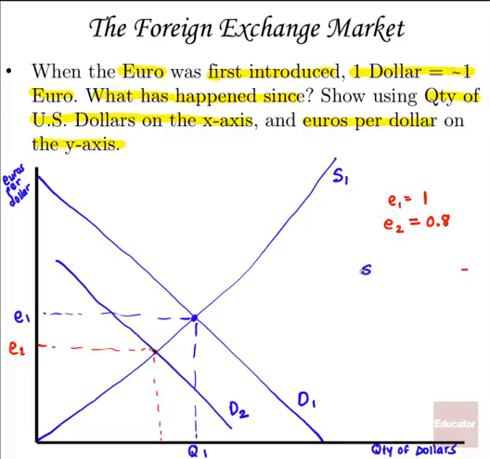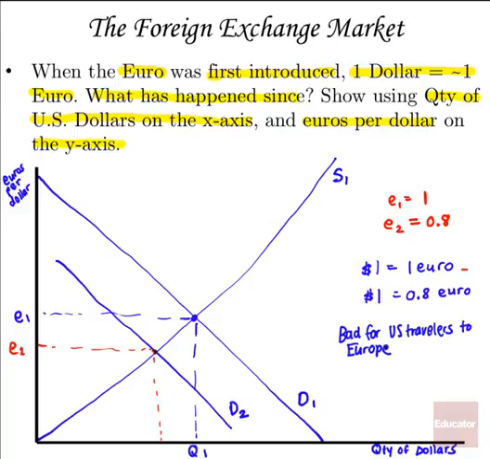So $1 equals 1 euro, but now you have $1 equals 0.8 euros. Okay, so what you have here is a situation where the dollar doesn't buy as much as it did before. So this is bad for US travelers to Europe, because let's say you have $1,000 that you want to take to Europe. Well, you used to be able to exchange for 1,000 euros. Now you only get 800 euros, so it's not good.